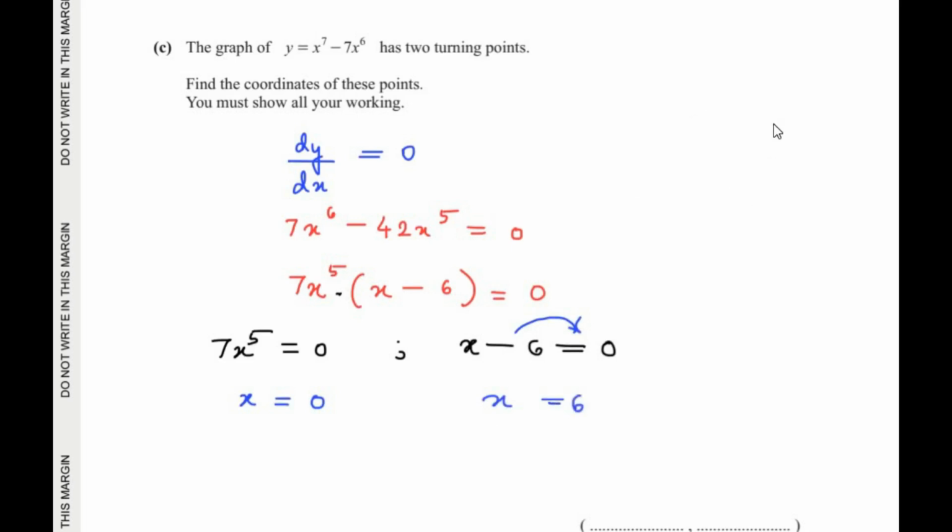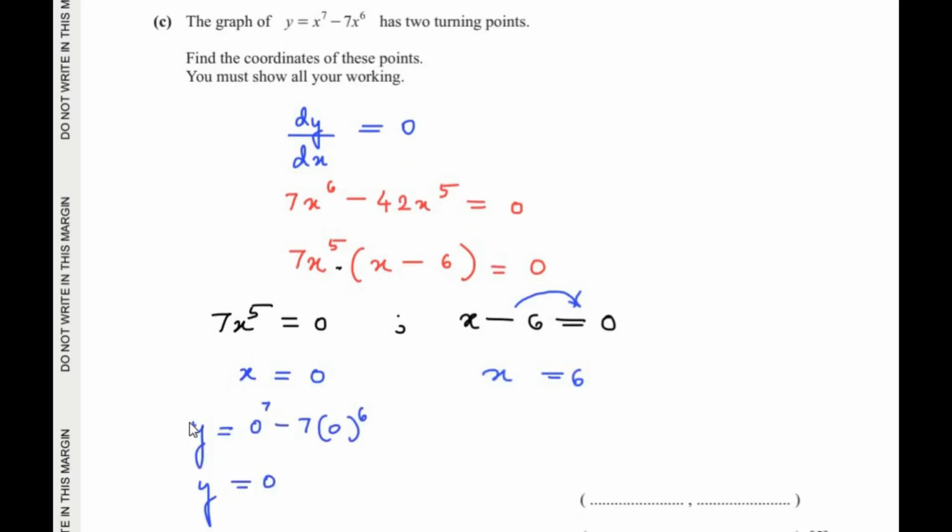Now for the two turning points we have got two values of x. Let us find out the values of y. We have to just plug in the value of x equal to 0 and x equal to 6 one by one in this given y equation. So let me take this value first. So here y is equal to 0 to the power of 7 minus 7 times 0 to the power of 6. So this will simplify to give us the value of y as 0. So when x is 0, y is 0. So we have got the coordinate of the first turning point as 0, 0.